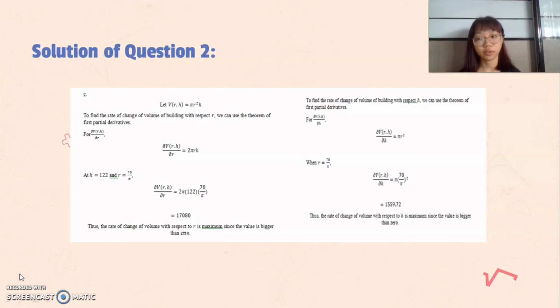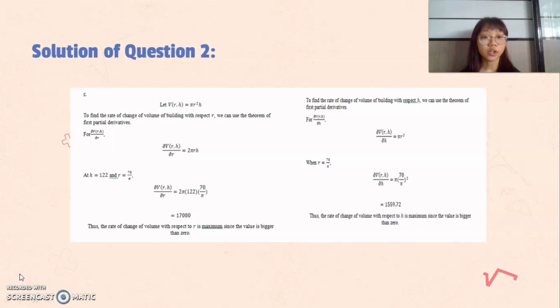To find the rate of change of volume of the building with respect to r, we can use the first partial derivative. From there we get 2 pi r h, and substituting h equals 122 and r equals 70 over pi, we get 17080. From this value we can conclude that the rate of change of volume with respect to r is maximum since the value is bigger than 0.